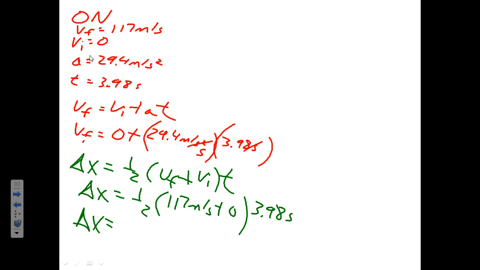And actually, I'm going to keep a couple of extra significant digits, because what do we have to do with this eventually? Add it to the next part, right? So it's always good to carry a couple of extra significant digits until the very end. So I'm going to write down 232.83 meters, and we'll come back to that. All right, any questions so far?